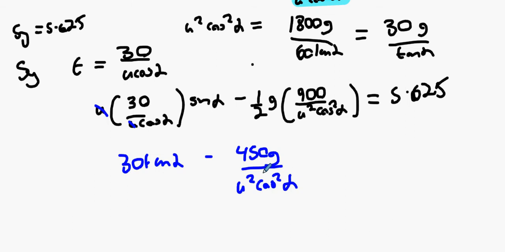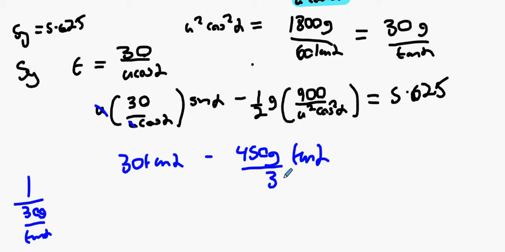Now, what am I going to sub in there instead? I'm not going to use that anymore. So what am I going to put in here instead? 30g over tan alpha. And if you have a fraction on the bottom, what's that the same as? What's 1 over 30g divided by tan alpha? What's that the same as? Tan alpha over 30g.